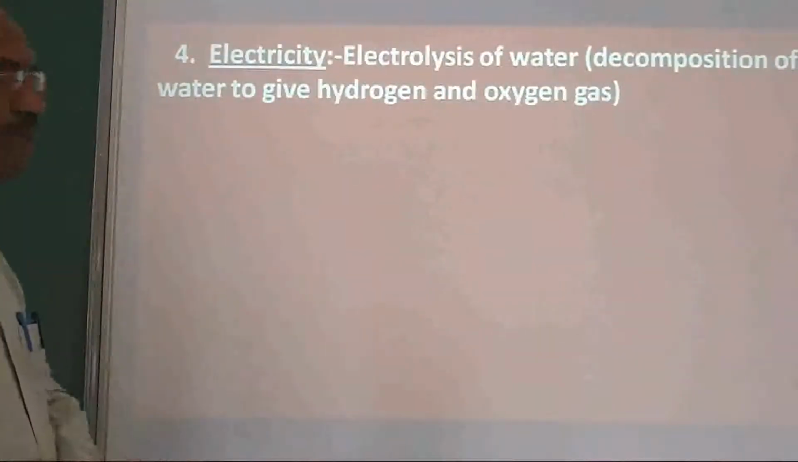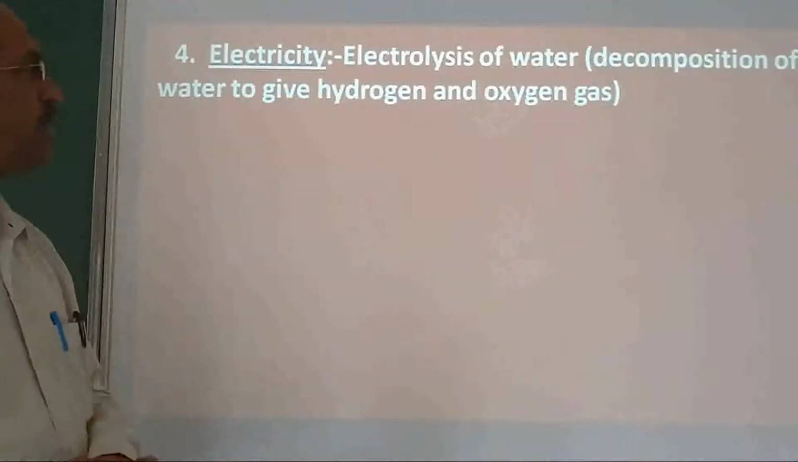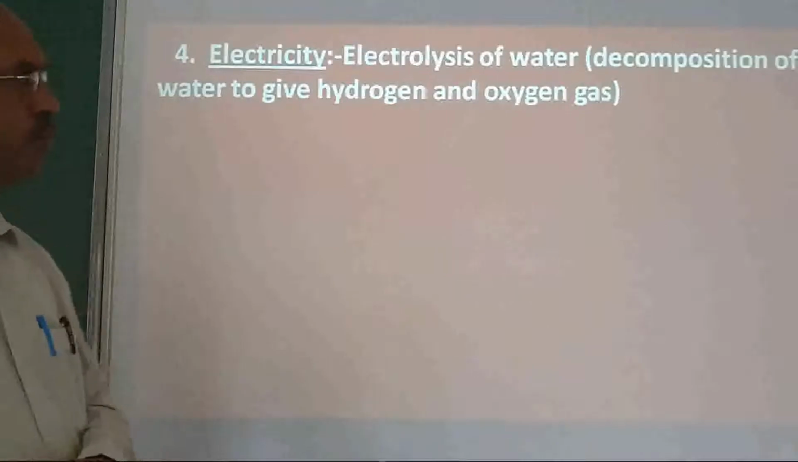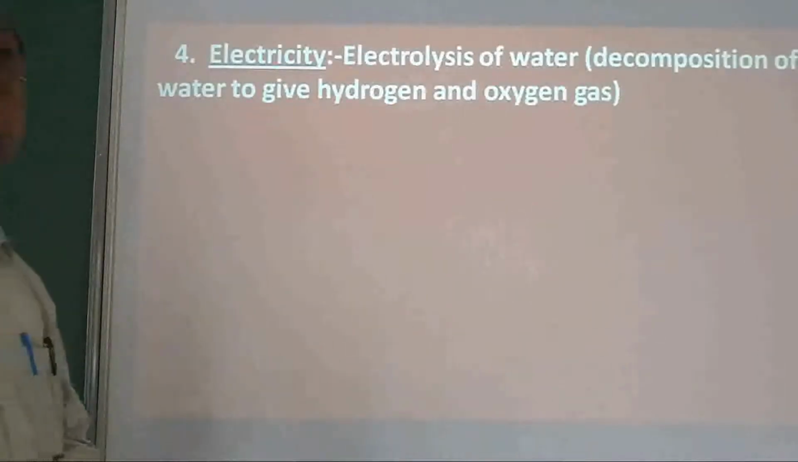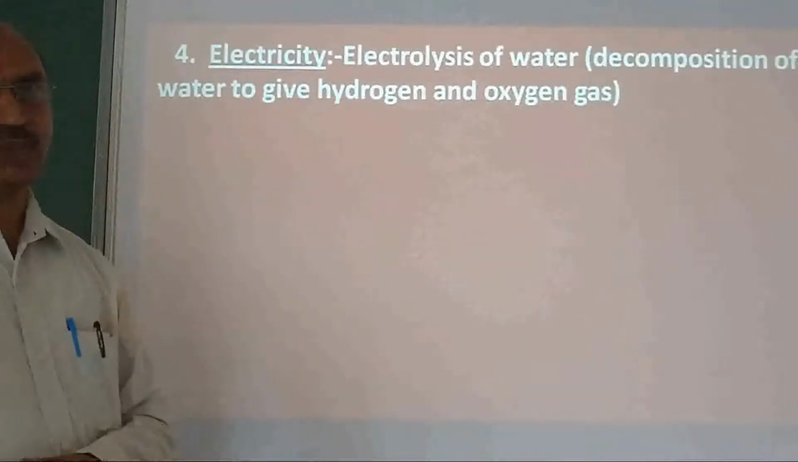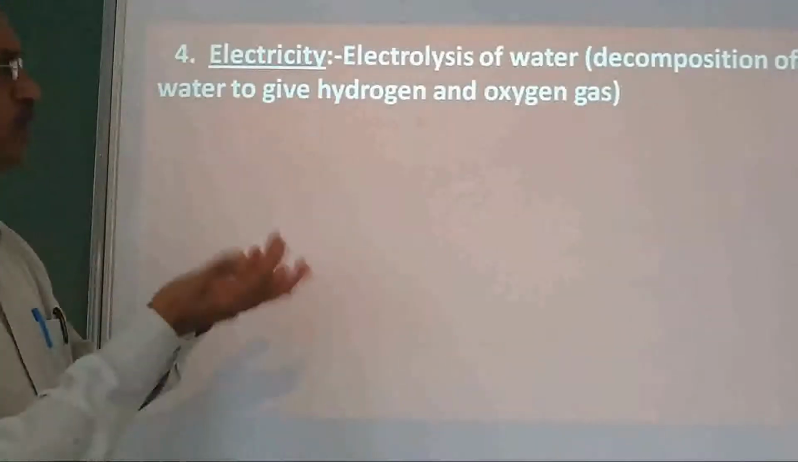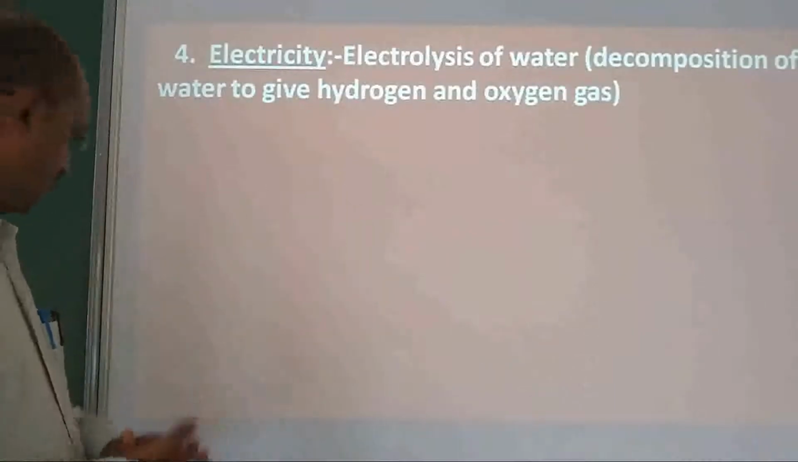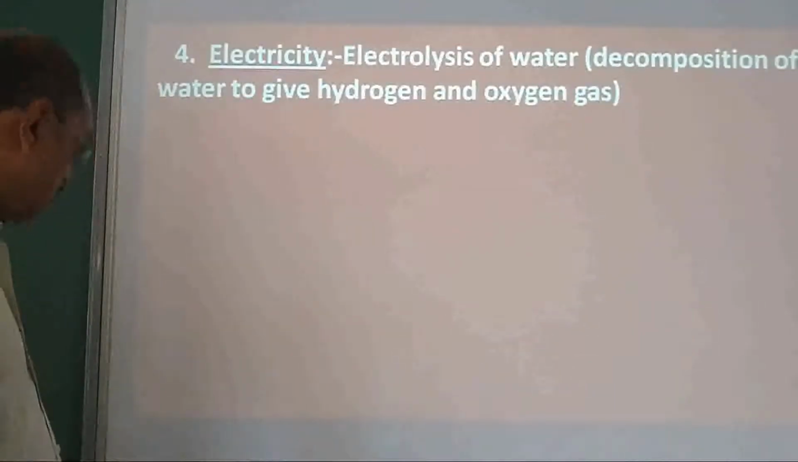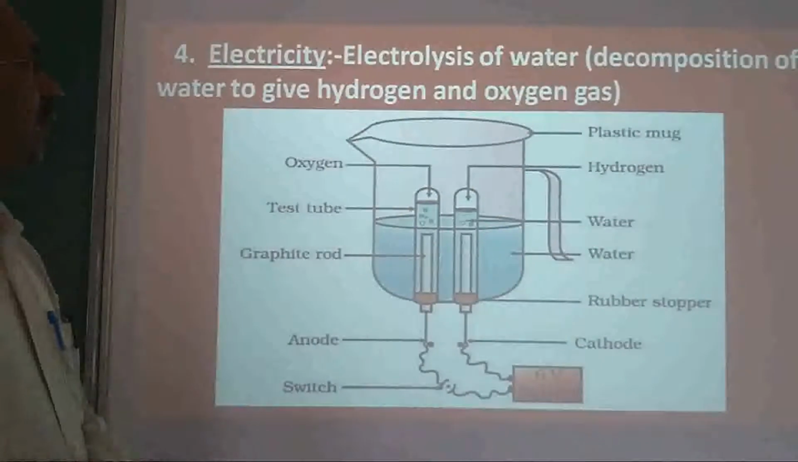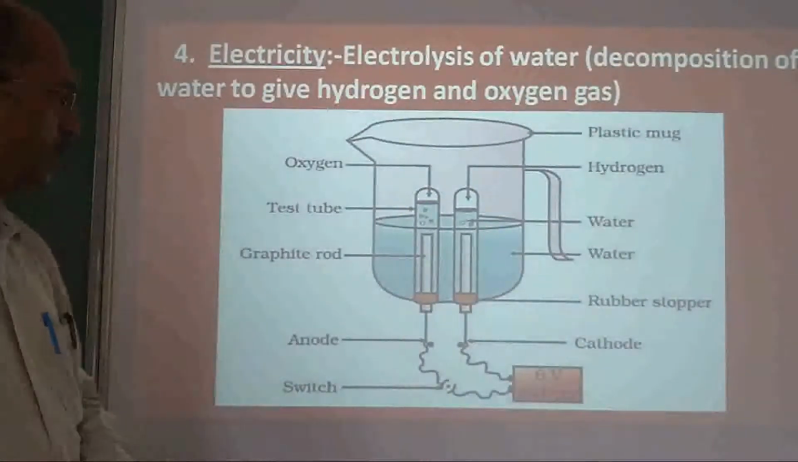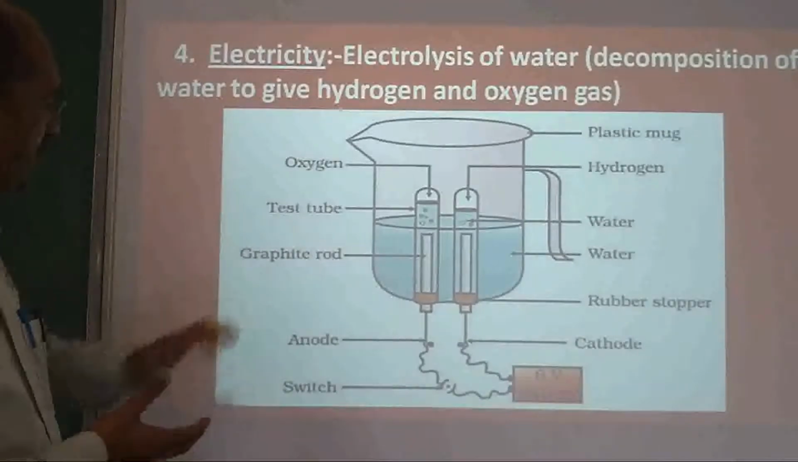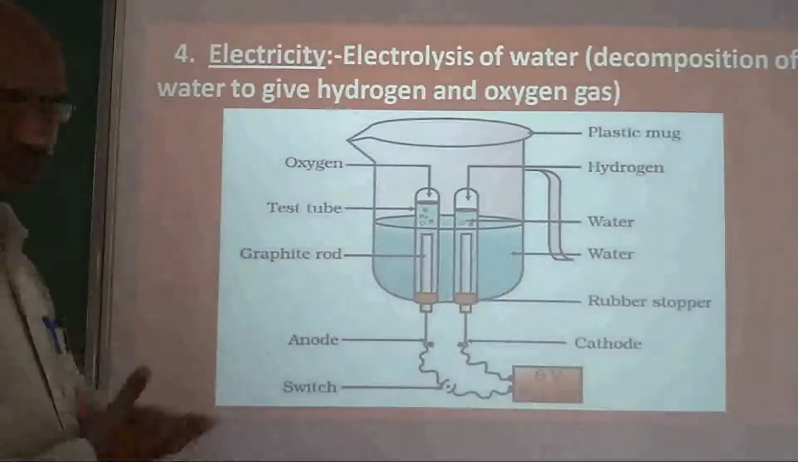The next one, electricity. You know that water is a compound. So when we heat the water, what do we get? We get only water vapor. Water vapor is the gaseous form of water. But we will not know what the components of water are. So it can be observed with the help of this experiment. This is what is called electrolysis of water. This is called a water voltameter. So with the help of electricity, we can carry out this reaction.